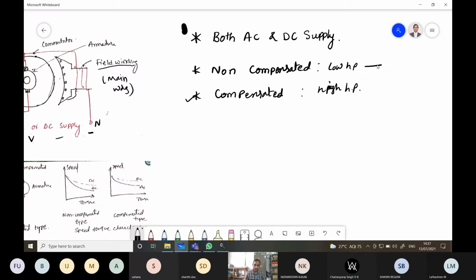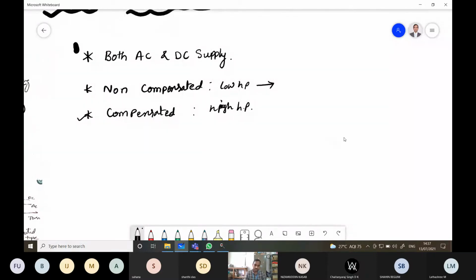So the non-compensated universal motor, especially, consists of two poles having an entire magnetic path that is laminated. The entire magnetic path is laminated. Okay, and the armature is wound type, similar to the normal DC motor.